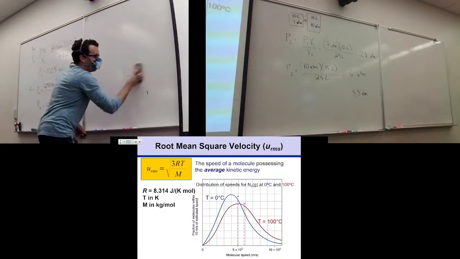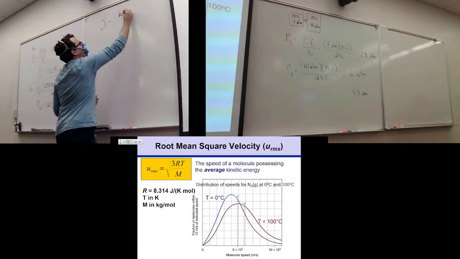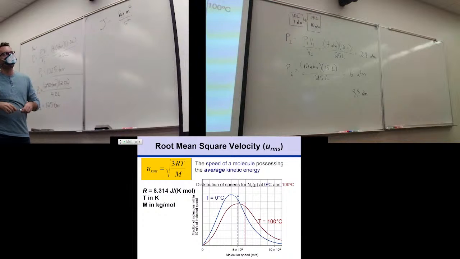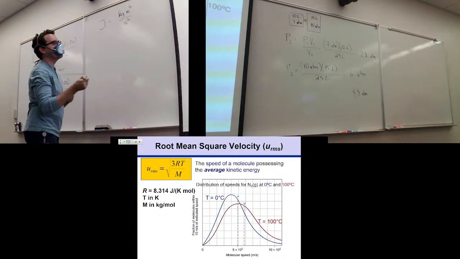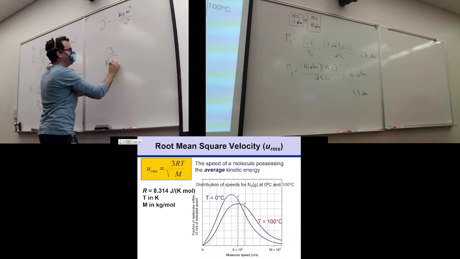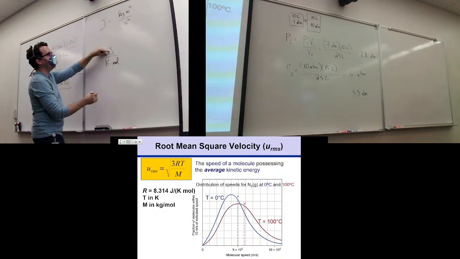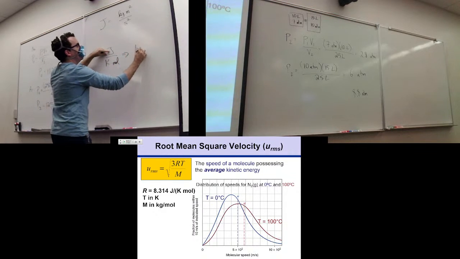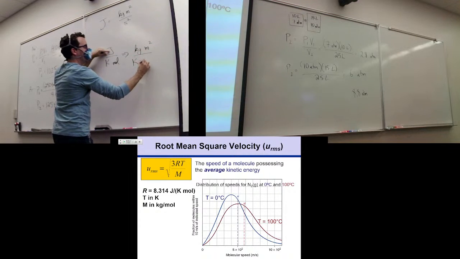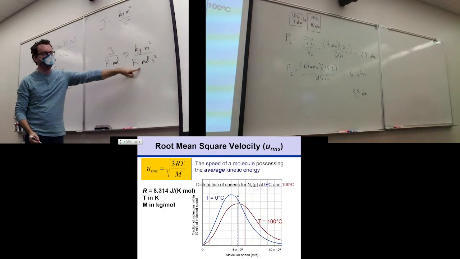A joule is a kilogram meters squared per second squared. That's what a joule is. So if your R has joules per mole Kelvin, then when I break this apart, it's going to be kilograms meters squared over Kelvin moles second squared. All right, that's what the R units are going to be.